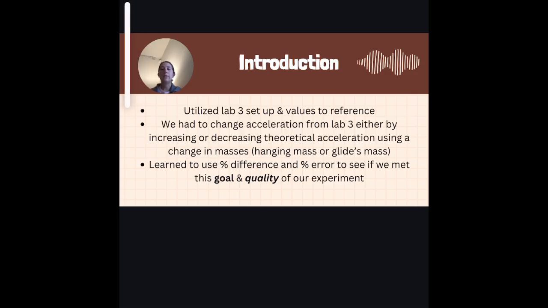Lab 4 consisted of learning how to use percent difference and percent error. Given our information and overall knowledge of acceleration, we changed our acceleration from Lab 3 by either increasing or decreasing the theoretical acceleration using a change in one of the masses. Overall, we used those two formulas to see if we met our overall goal and to ensure quality of our experiment.